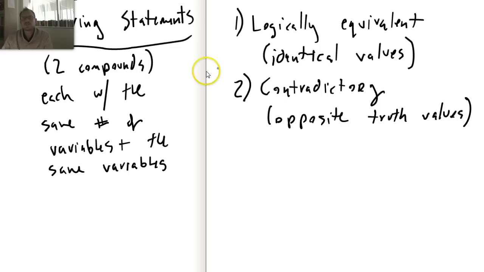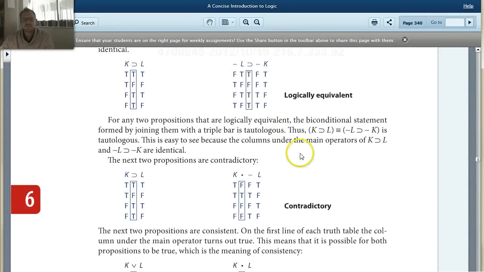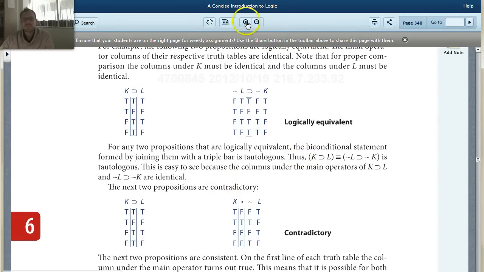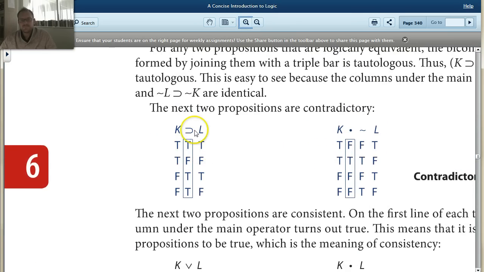Right? It's contradictory if it has opposite truth values on each of those lines. So let's take a look here at Hurley's book to see what he gives you as an example. Let's see if I can make it a little bigger for you. Okay, so notice here, we have two statements, each with the same variables and the same number of variables, K and L. Let's take a look at it.